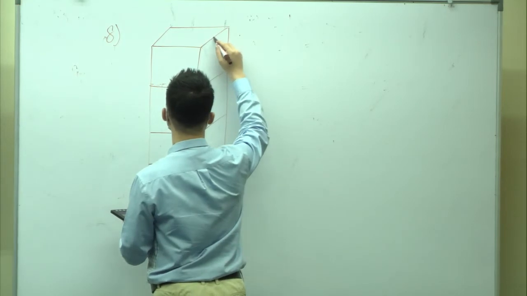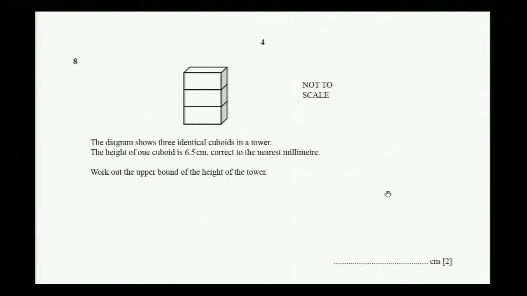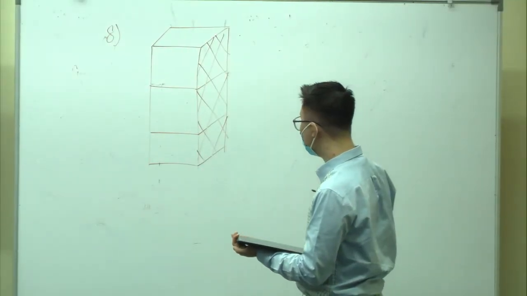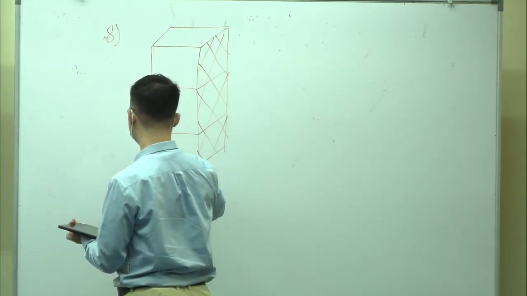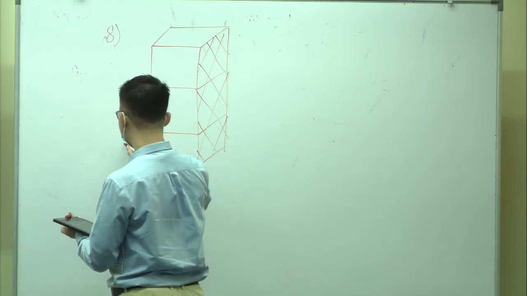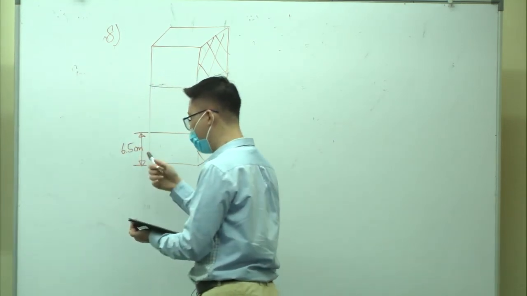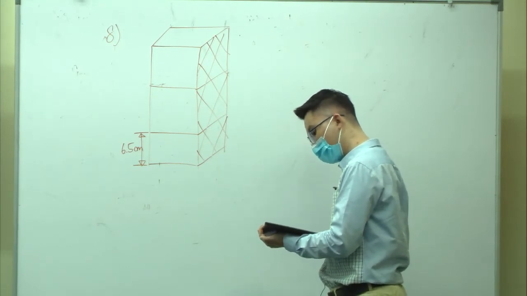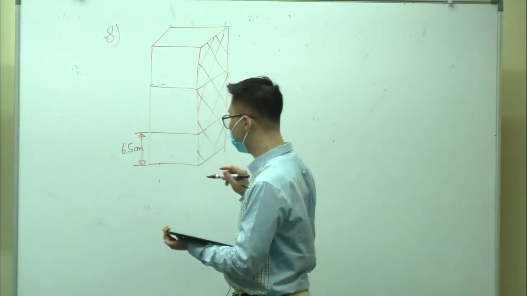Okay, here is the cuboid. This is just a shaded part. Now, it tells you the height, this height, 6.5 cm. This is already corrected to the nearest millimeter. So 6.5 cm, you say corrected to nearest millimeter.